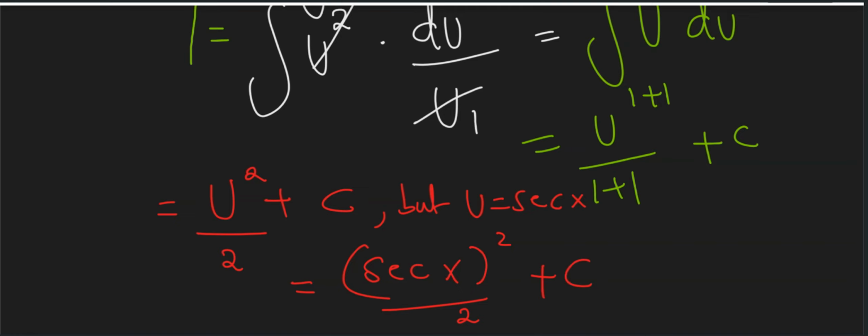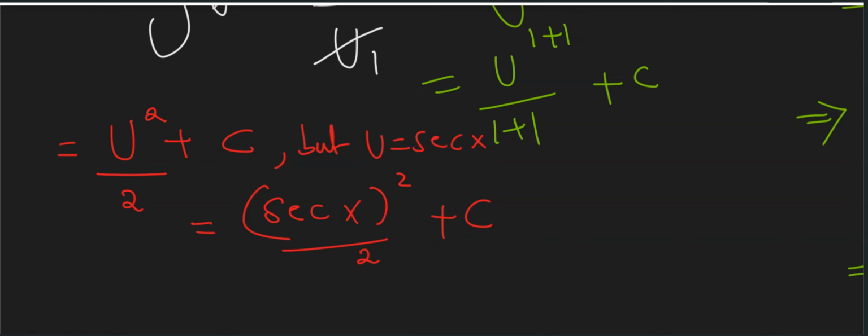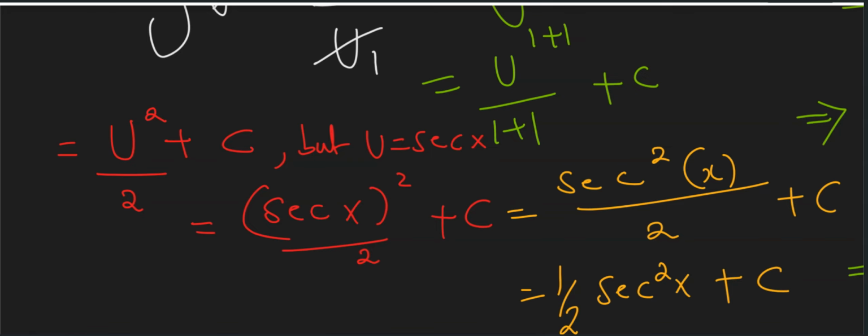But the right way to write this is not how you write it. The right way to write it is to say this equals sec squared x divided by 2 plus c, or a half sec squared x plus c. And this is how you do integration by U-substitution.